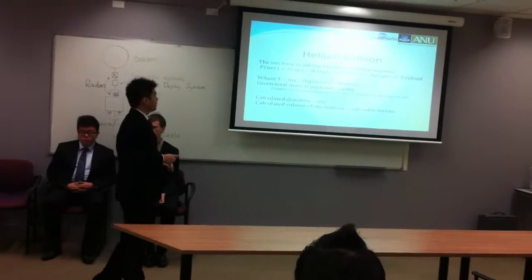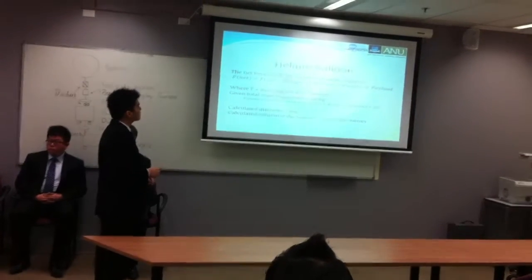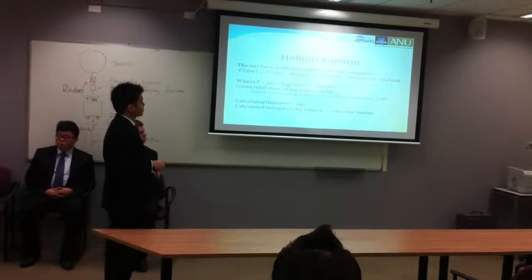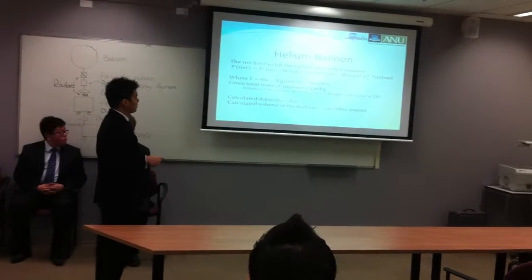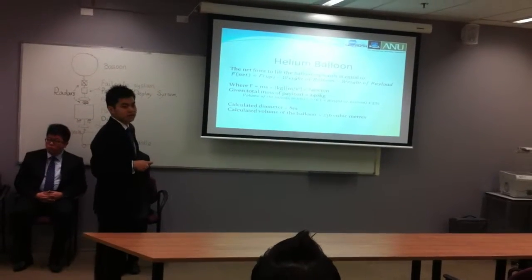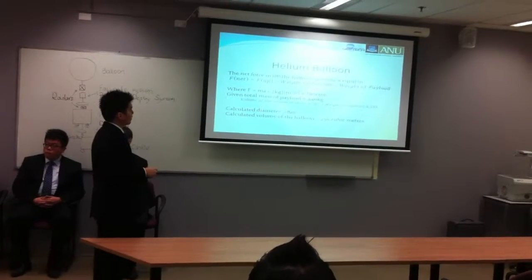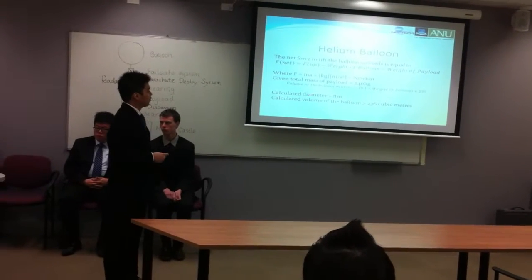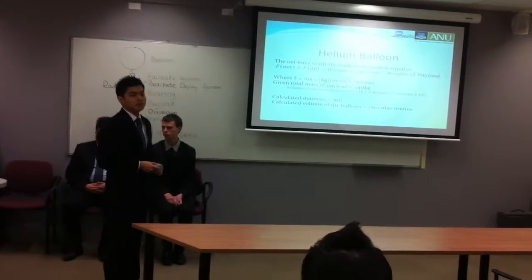To give you an idea of the balloon, we'll be using helium gas, and the general equation will be this. We've calculated that, assuming a 240 kilogram mass payload, the diameter will be a minimum of 8 meters, and the volume of the balloon will be 236 cubic meters.